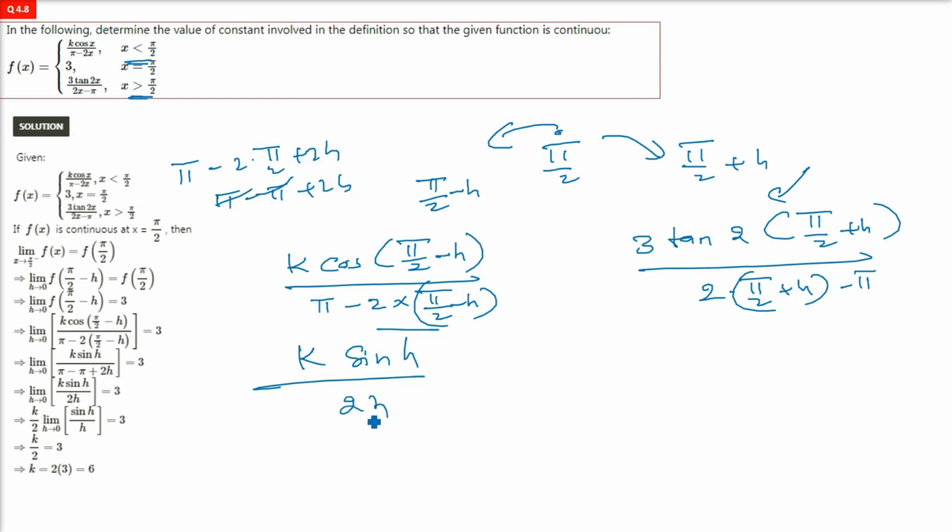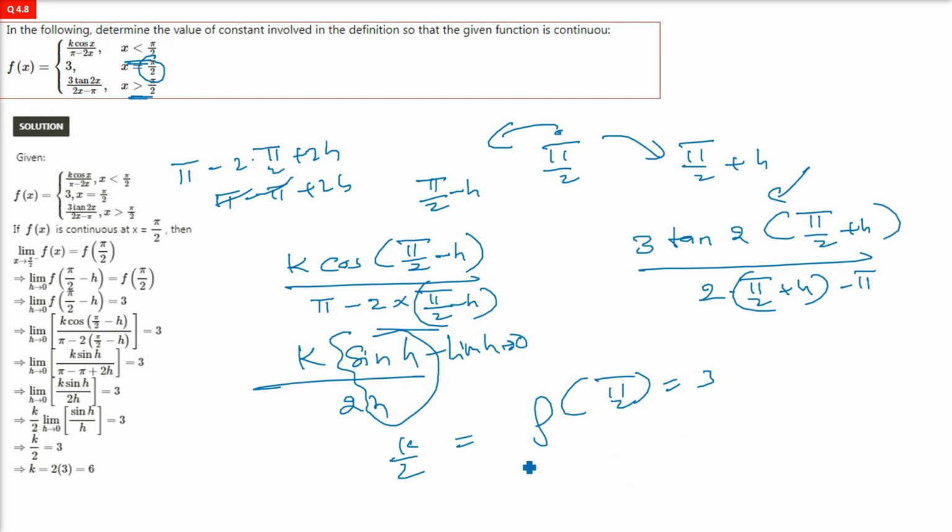So sin h by h, you can directly apply the limit here. Sin theta by theta, limit theta tends to 0 is 1. So this is 1. I am applying the limit here. So sin h by h is going to be 1. So you get k by 2. Now this k by 2, the value of the function at pi by 2 is already given. It is 3. f(pi by 2) is 3. So eventually k by 2 is equal to 3. So k gives you 3 into 2, 6. This is your final value.